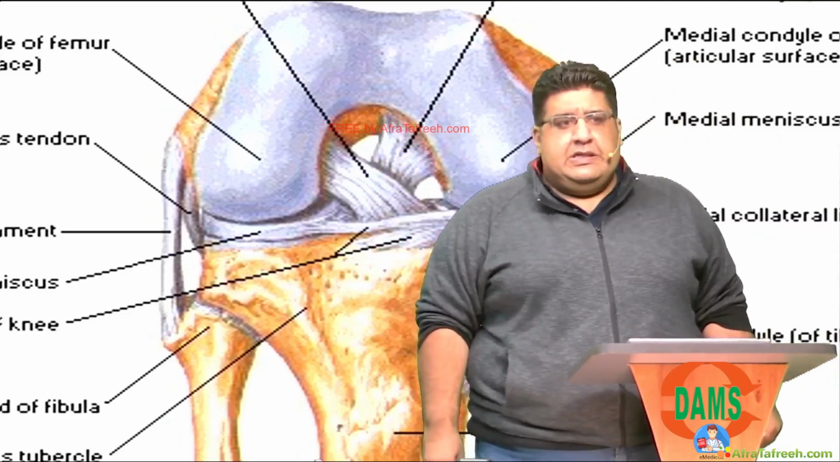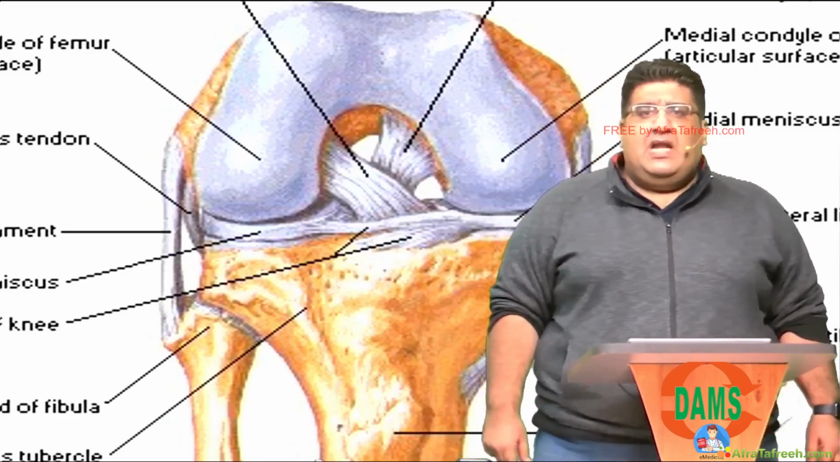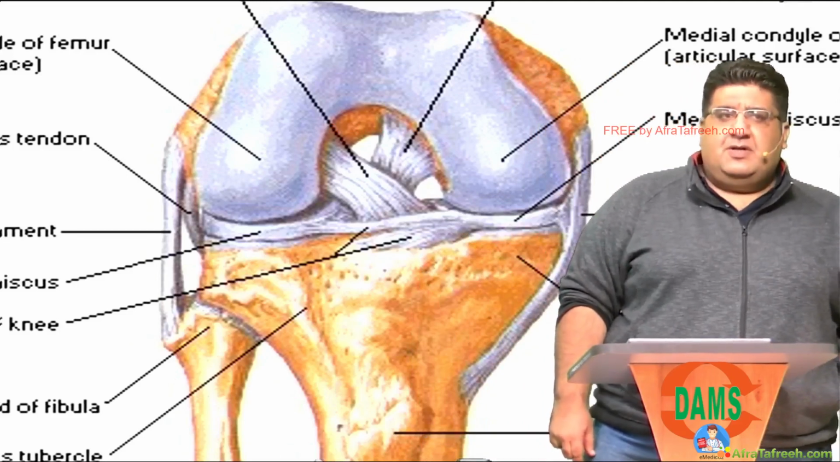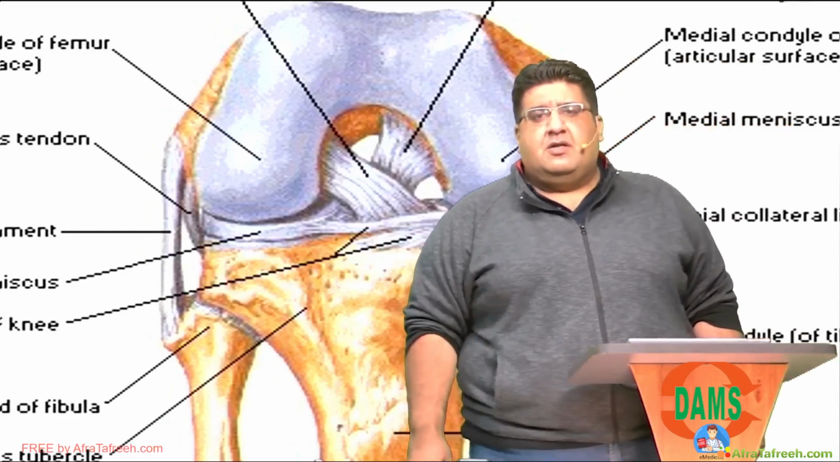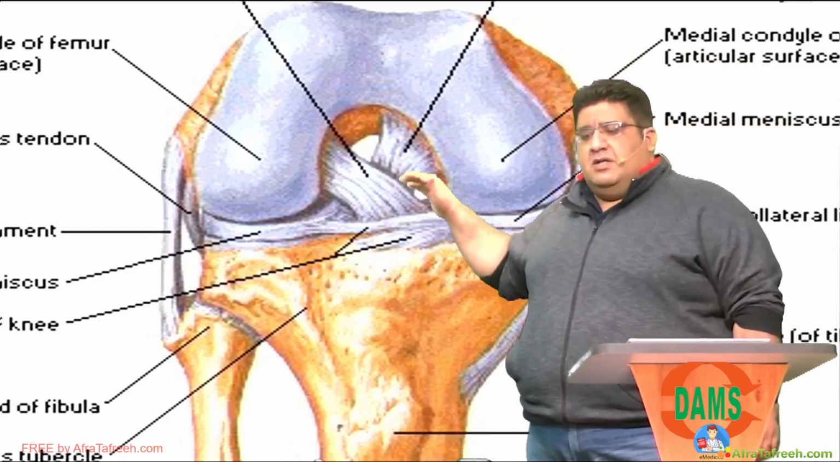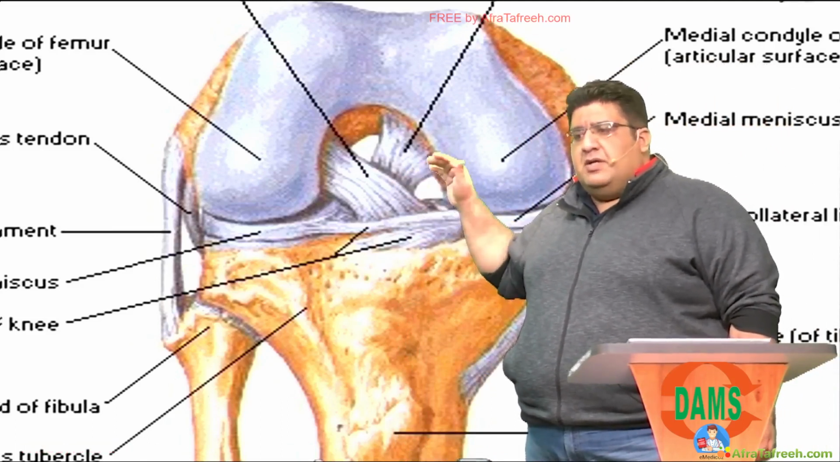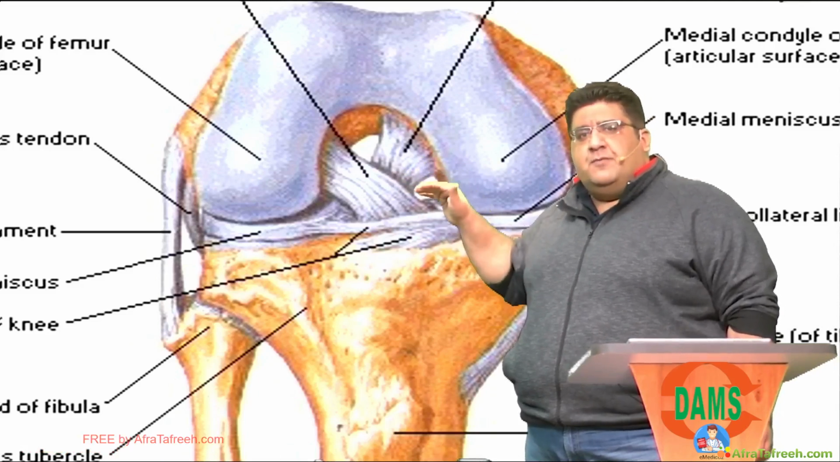Both are supplied by the same blood supply, middle geniculate artery, branch of popliteal artery. Both are supplied by the same nerve, posterior articular nerve, branch of tibial nerve. So they have a common blood supply, they have a common nerve supply. The common blood supply: middle geniculate artery, branch of popliteal artery. The common nerve supply: posterior articular nerve, branch of tibial nerve.